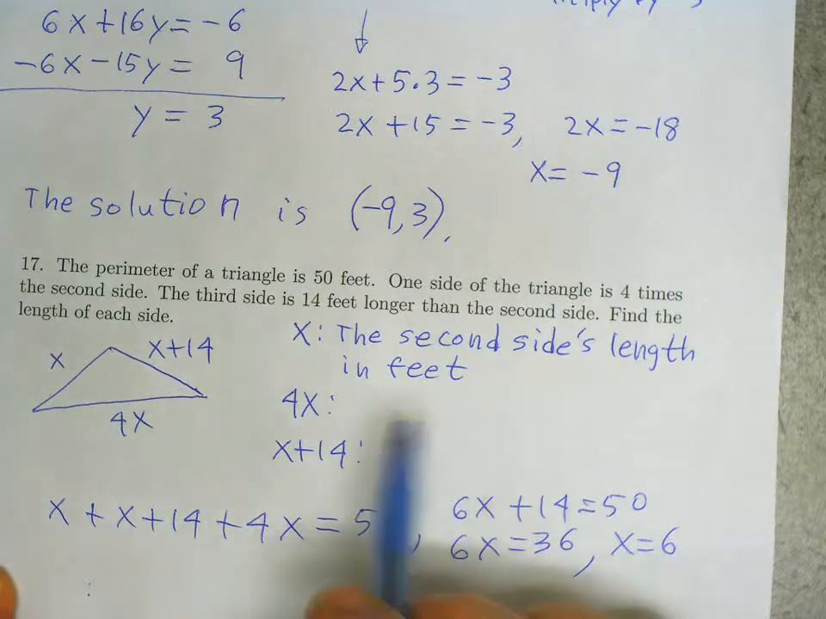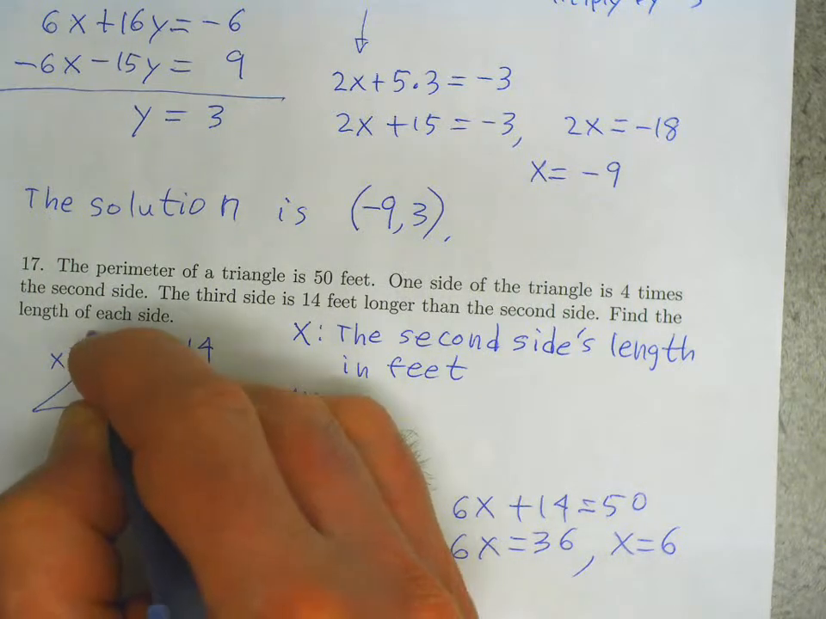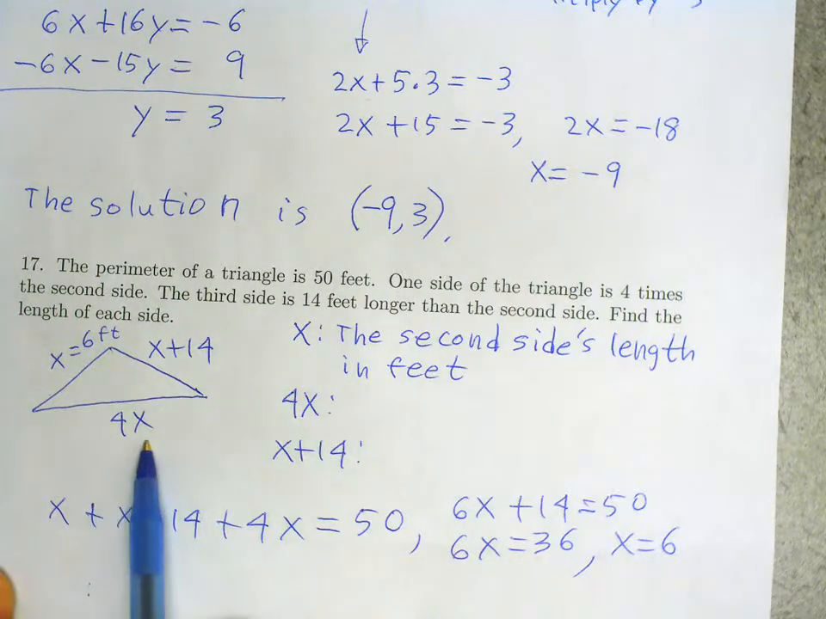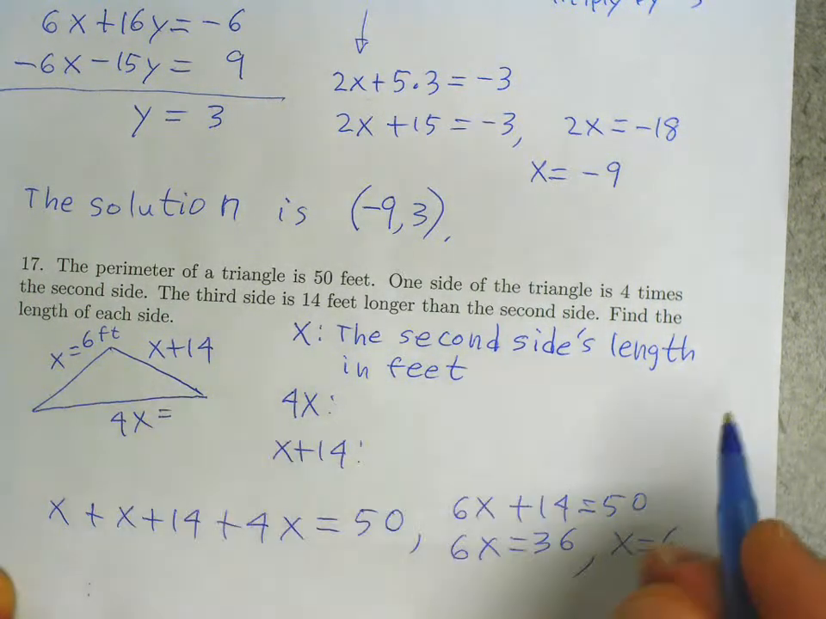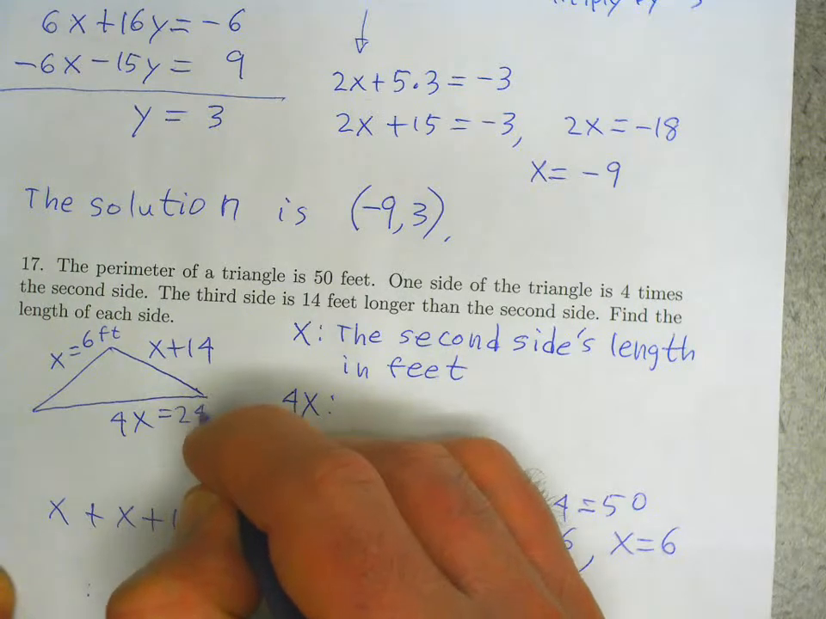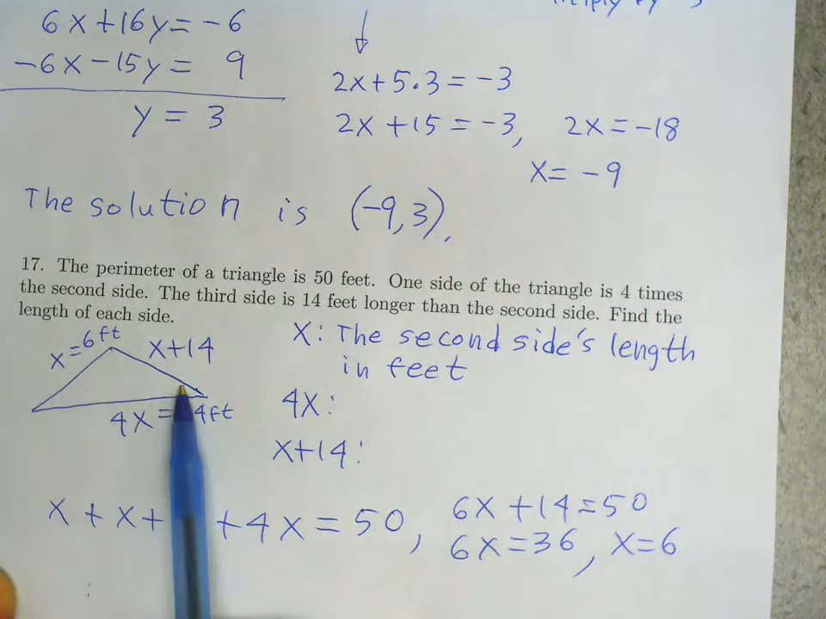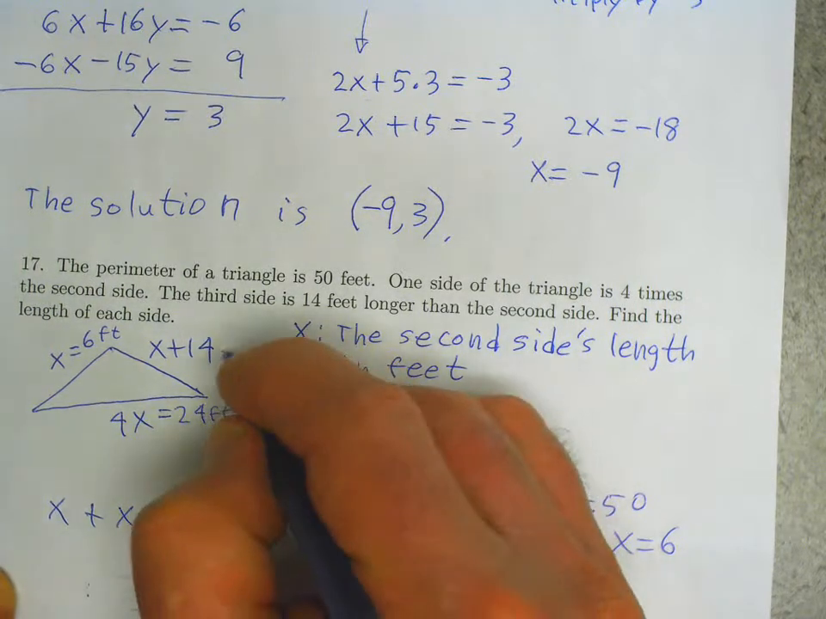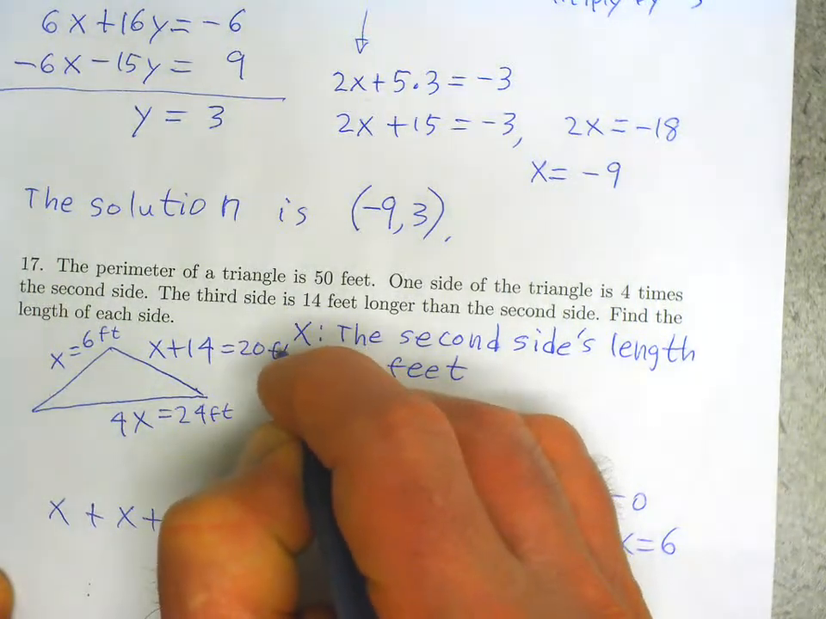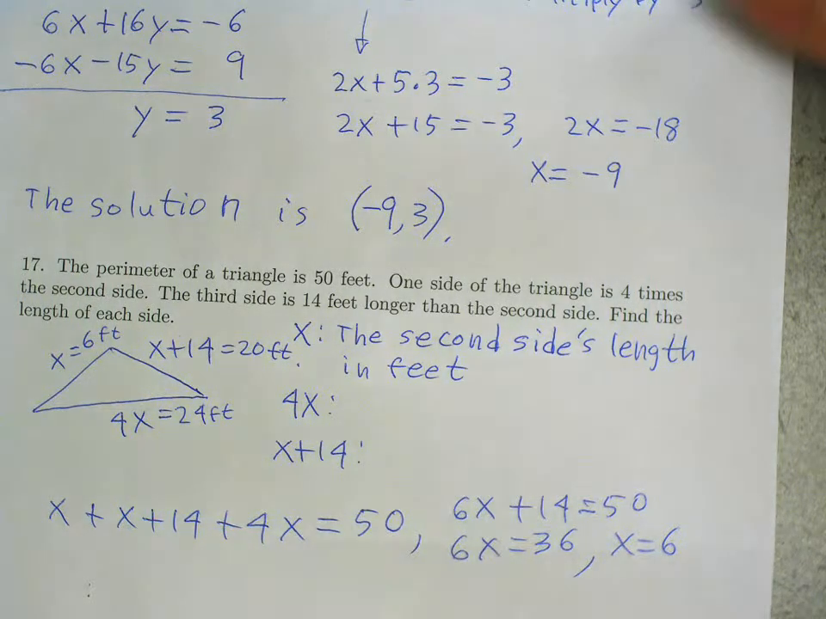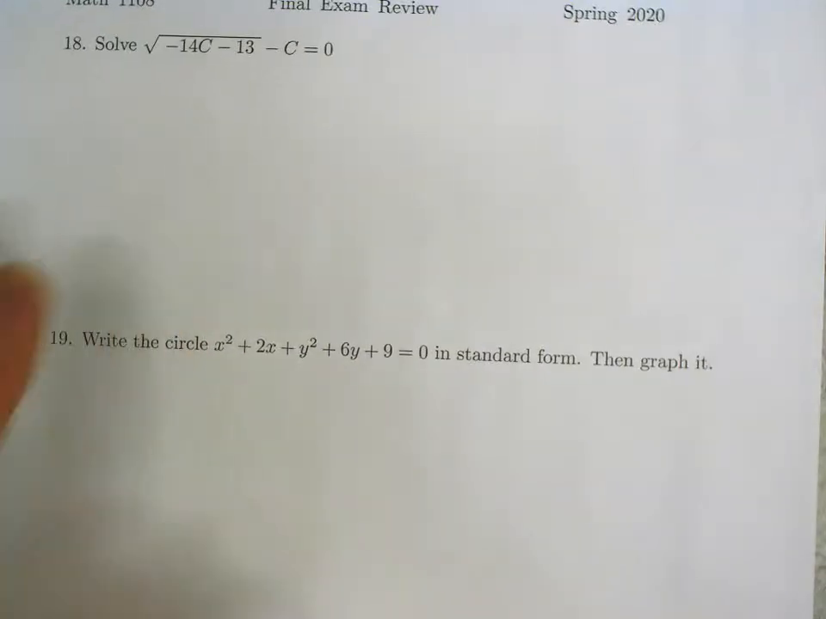Okay, so the length of the second side is 6 feet. This side, 4 times x, is 4 times 6 feet, or 24 feet. And then this last side, 6 plus 14, is 20 feet. So that one is a pretty simple problem. Okay, we'll look at the next problem, number 18.